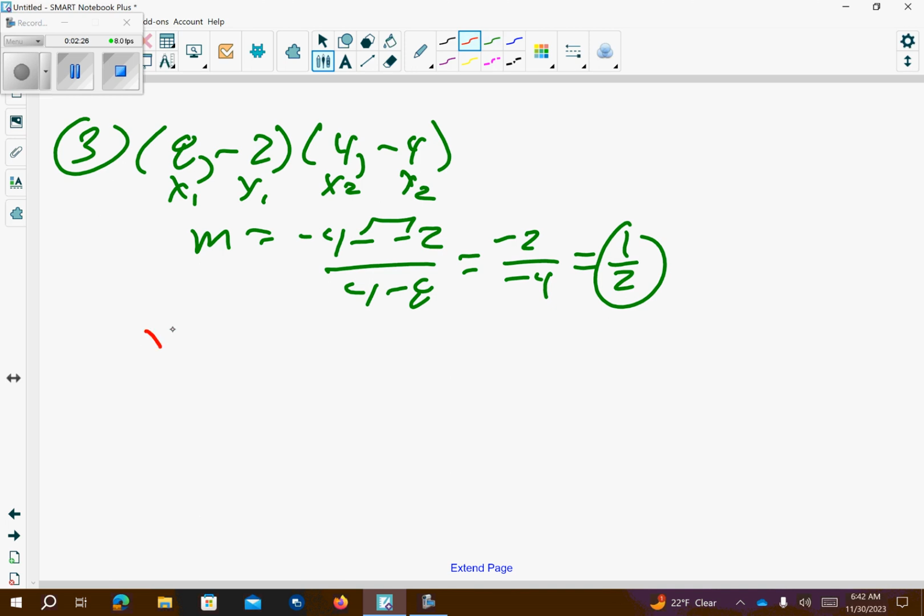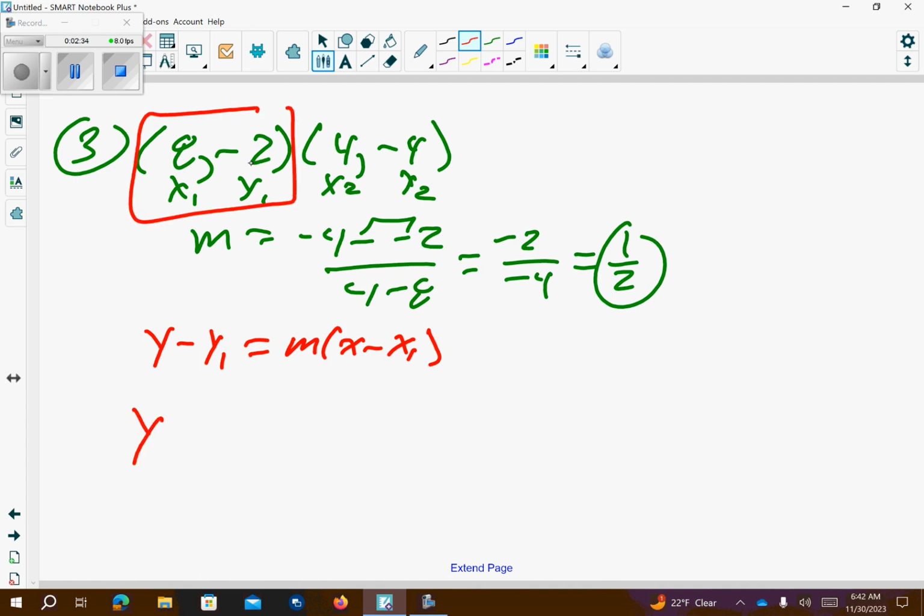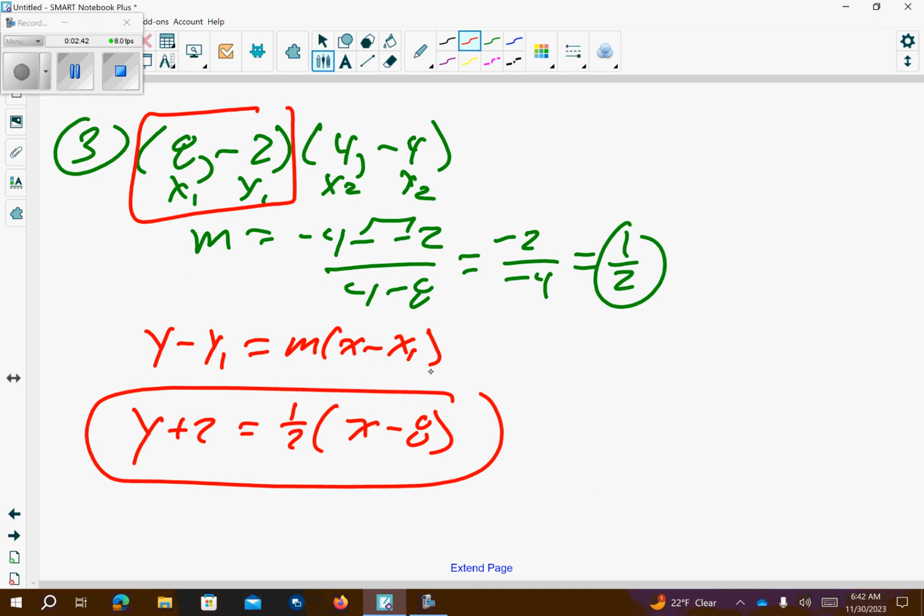They wanted us to use our first set of points to plug into point slope. So that's our first set of points. Remember opposite values. It's negative 2 here. It's a positive 2 down here. 1/2 is the slope. This is a positive 8, so it'll be a negative 8 down here. And there's our answer.